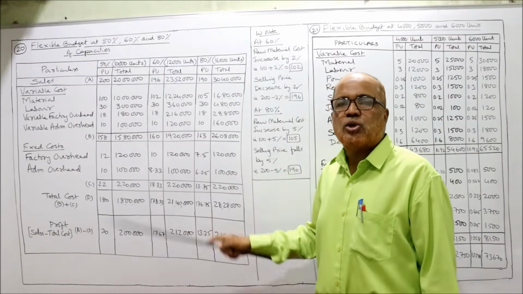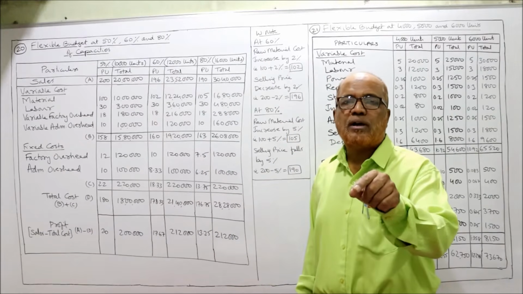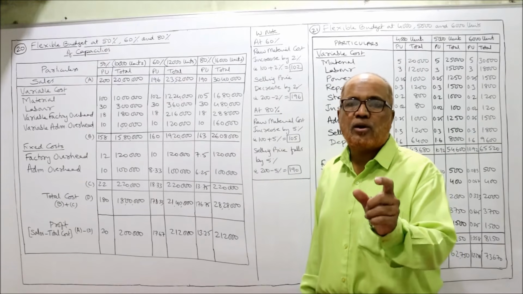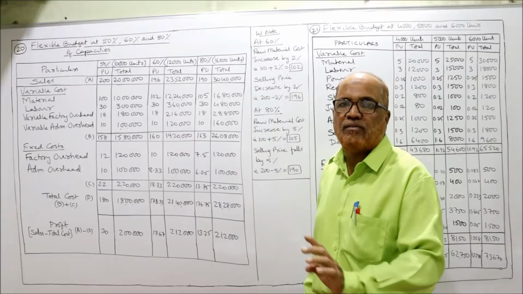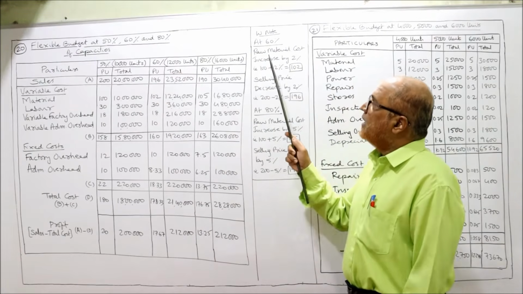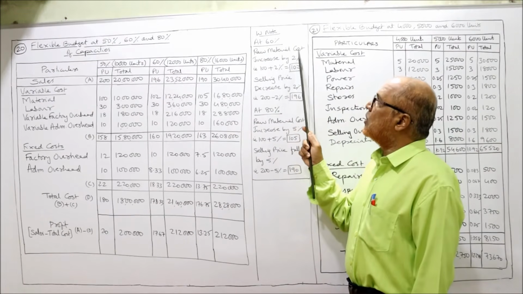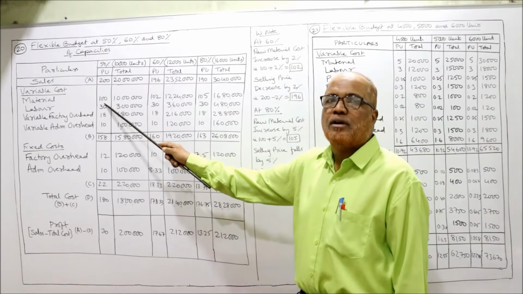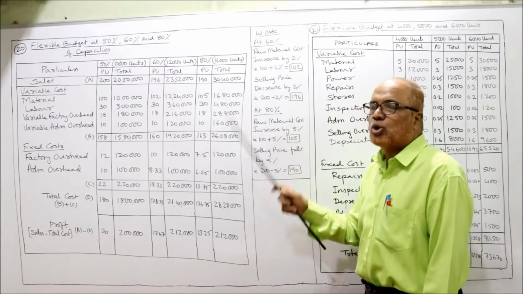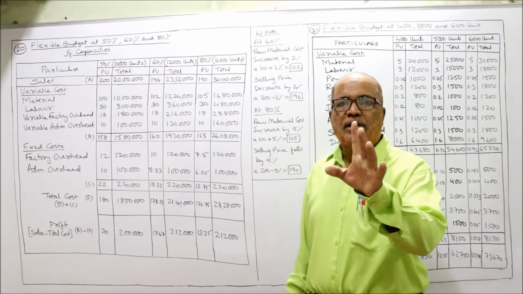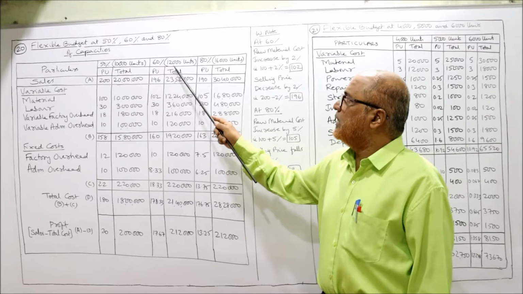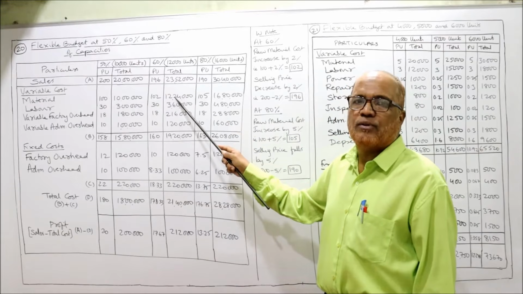When we increase the production to 60%, raw material cost increases by 2%, given in the problem. What is the present raw material? 100 rupees. So 100 plus 2%, 102. So per unit raw material 102. Here I have taken 102. Multiply 102 into 12,000, 12 lakh 24,000.